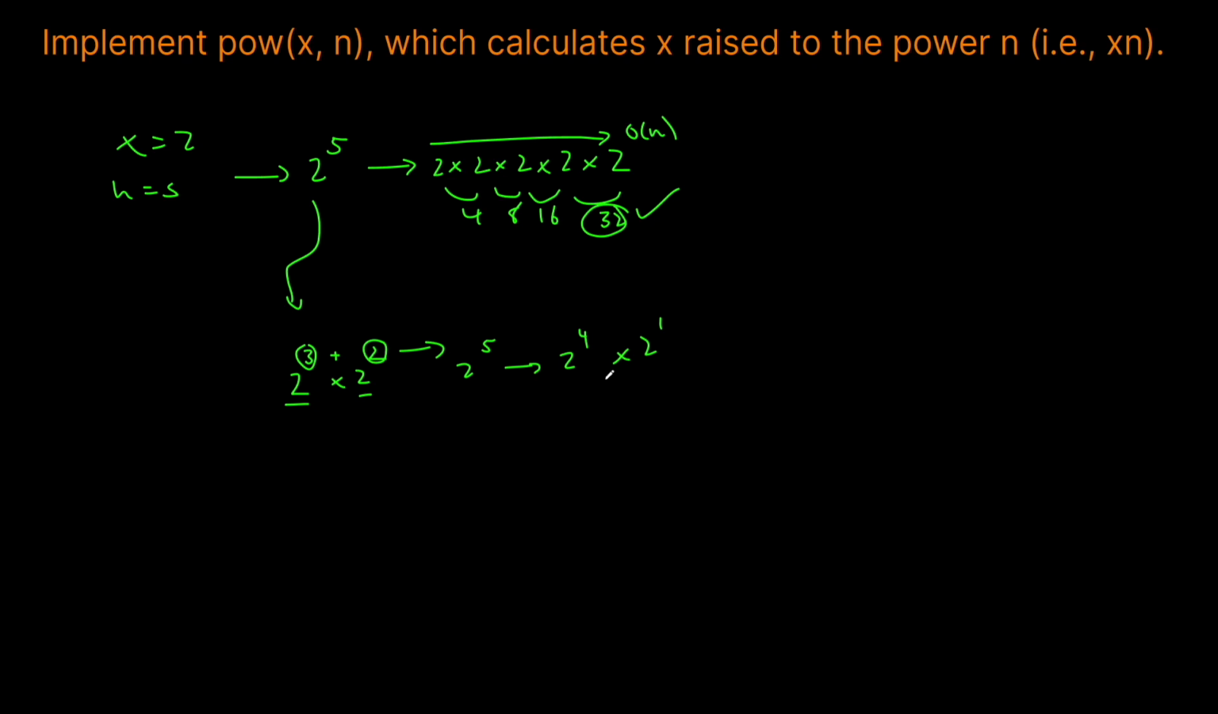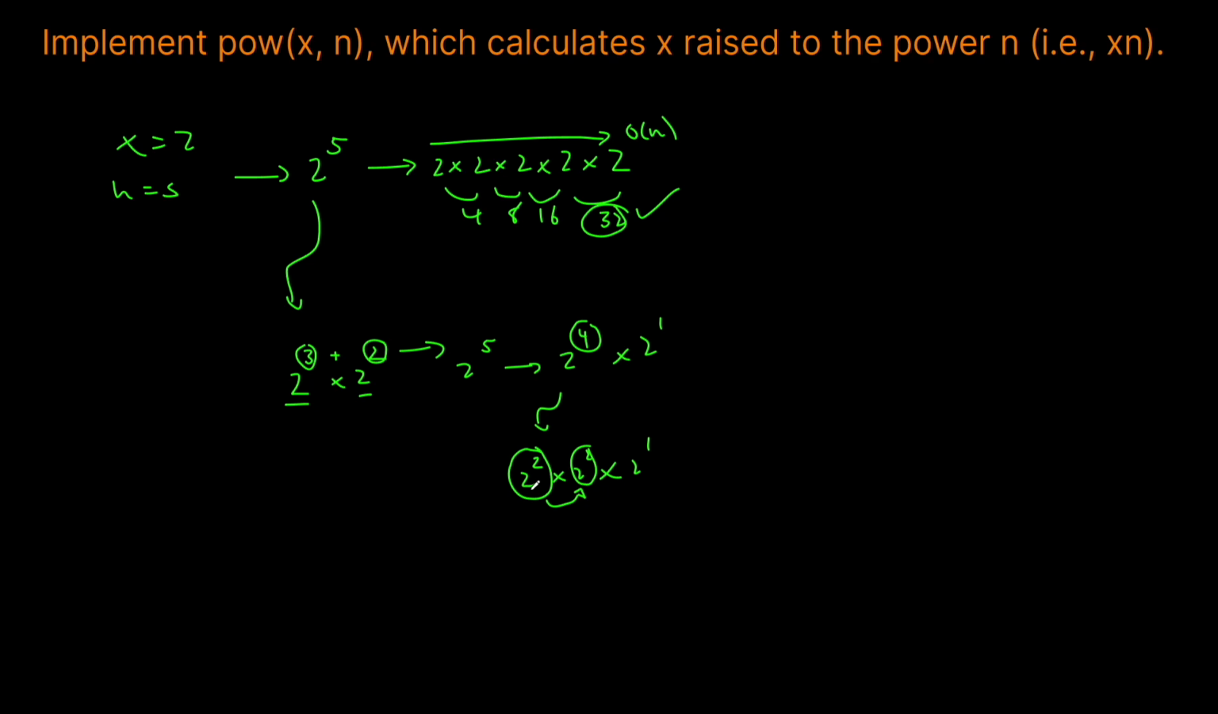Well, if we look at 2 to the 4th times 2 to the 1, we can also decompose 2 to the 4th. So we can say 2 squared times 2 squared, and then we have the 2 times 1, right? So if we have our function to calculate 2 squared, then we don't have to calculate it again for this one because we already know the value.